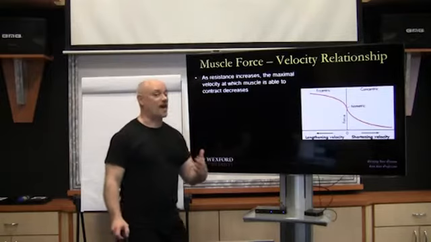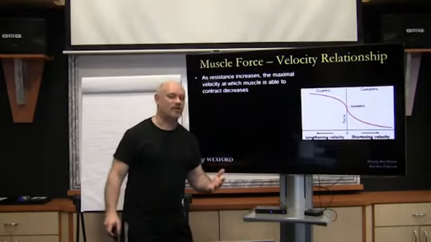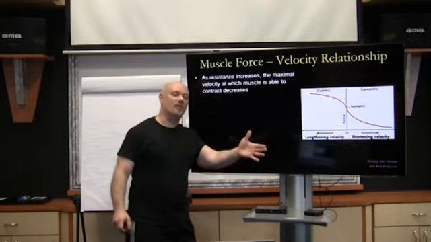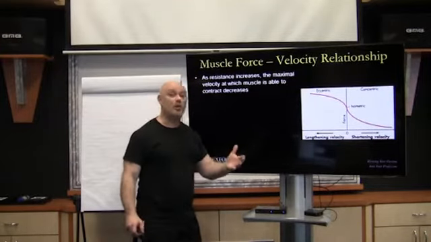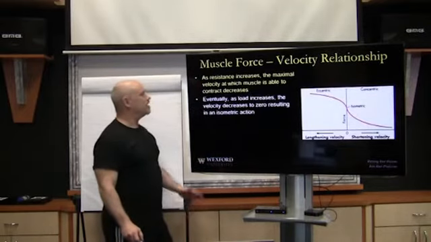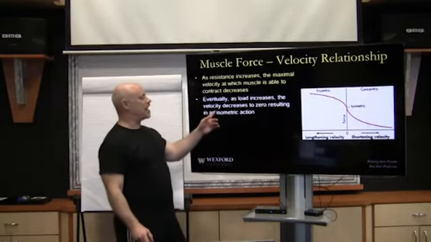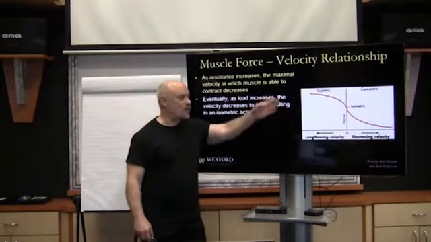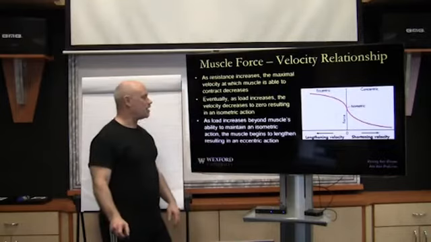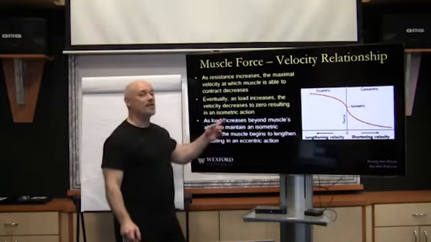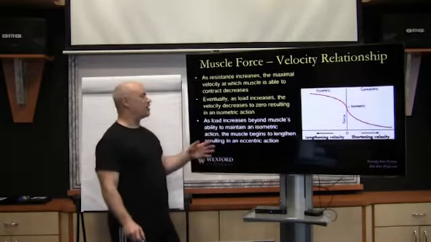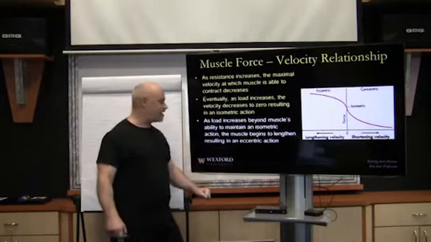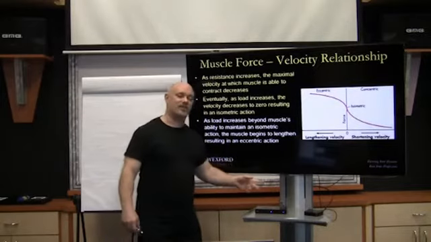Now, that doesn't mean if you've got a heavy weight, you're not trying to move it as fast as possible. There's explosion in the muscle contraction, but not in the movement of the weight, depending on the load. And eventually, as the load increases, the velocity decreases to zero, resulting in an isometric action, which is the middle. As the load increases beyond a muscle's ability to maintain an isometric action, the muscle begins to lengthen, resulting in an eccentric action.